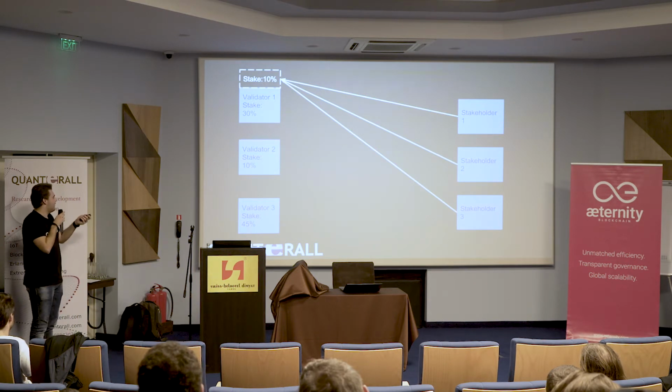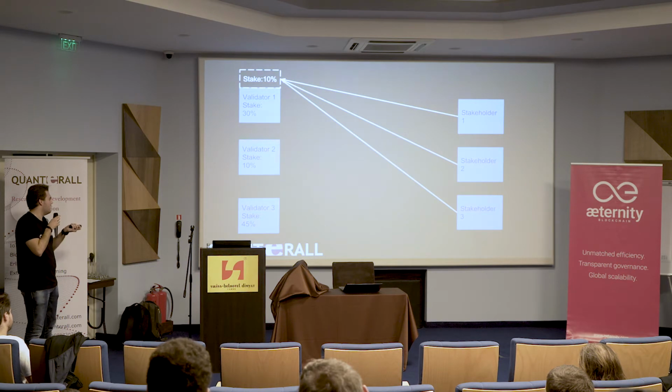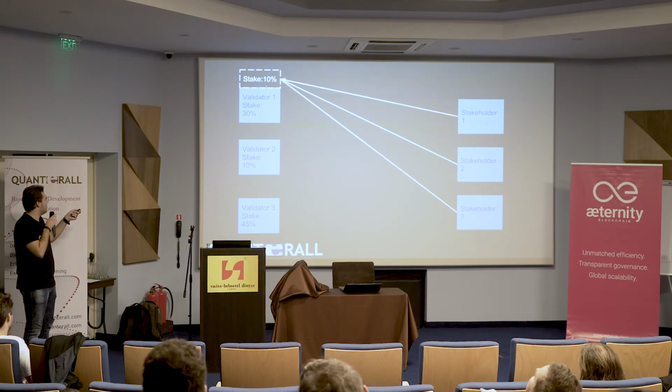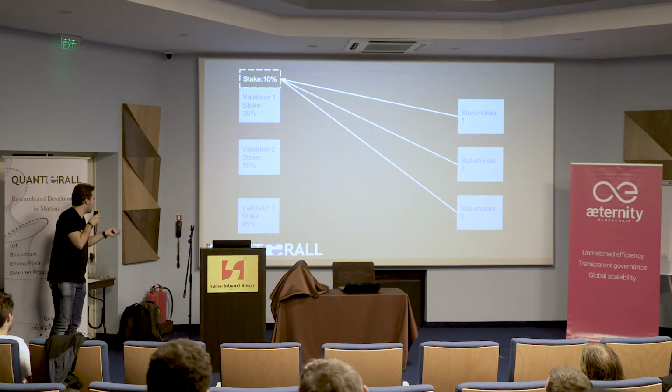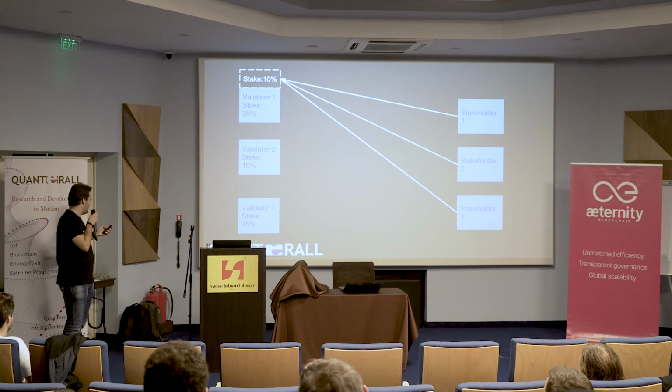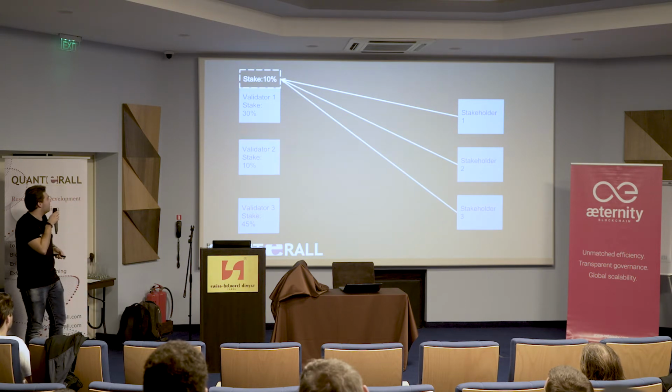Okay, and imagine stakeholder 1, stakeholder 2, and stakeholder 3 lease their stakes to validator 1, and now his weight is 40% of all the stake in the network. Yeah, that's the most important for the leased proof of stake.